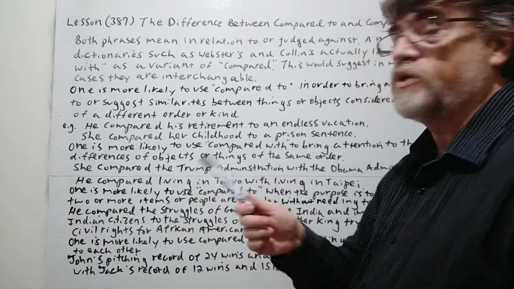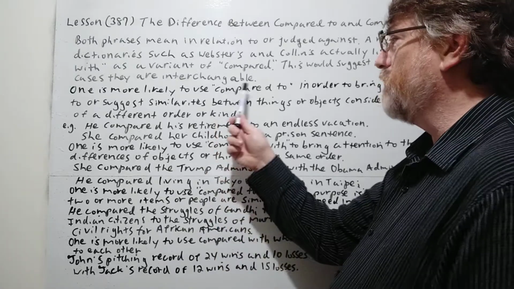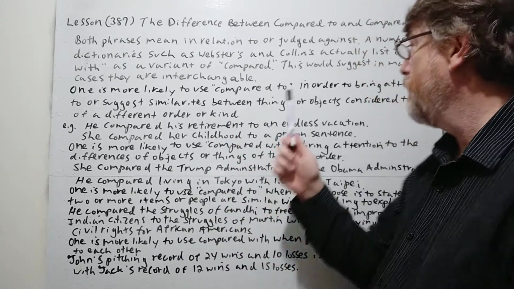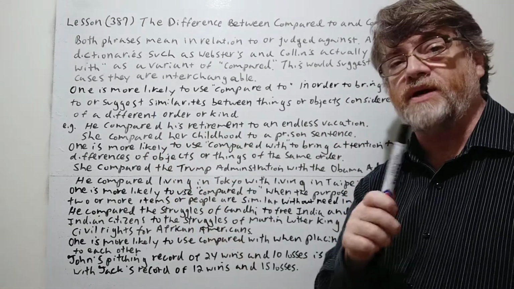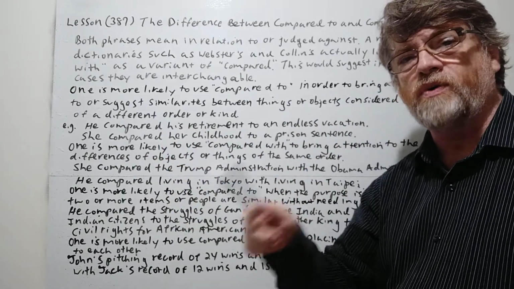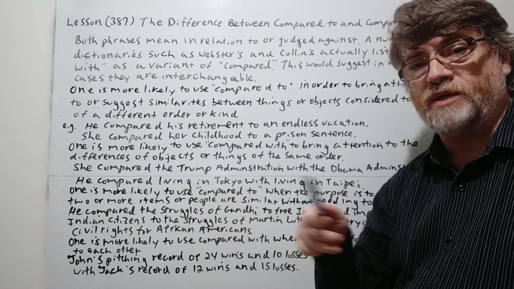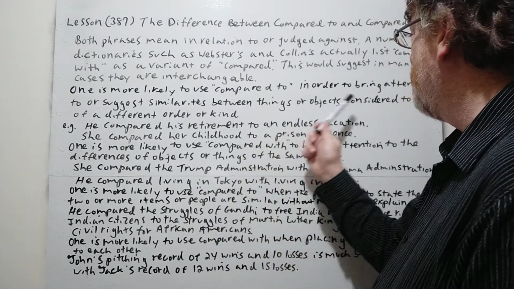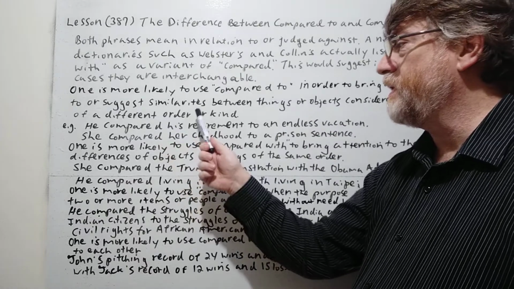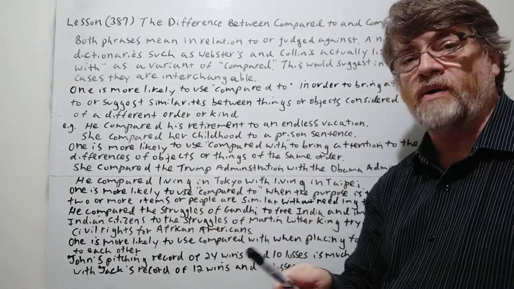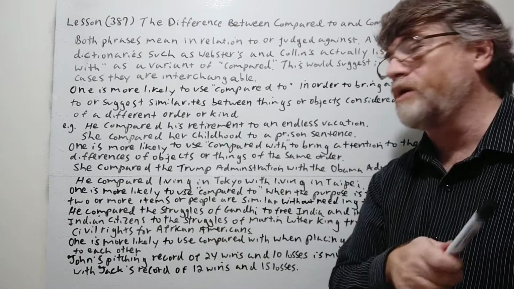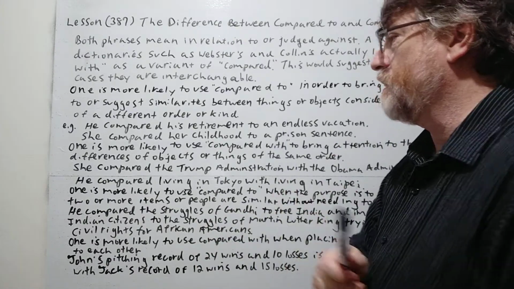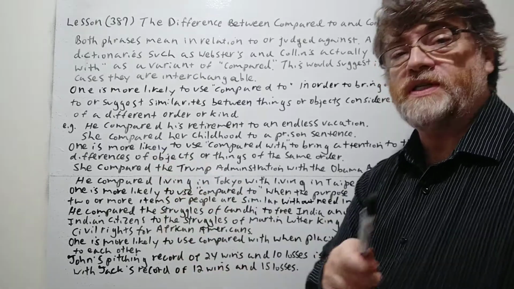All right, so let's look at the first part here. One is more likely to use compared to in order to bring attention to or suggest similarities. Compared to is focusing more on the similarities between things or objects considered to be of a different order or kind. So even though they're of a different order, you're suggesting something similar about them. Okay, let's look at it. Here's a couple of examples of this.